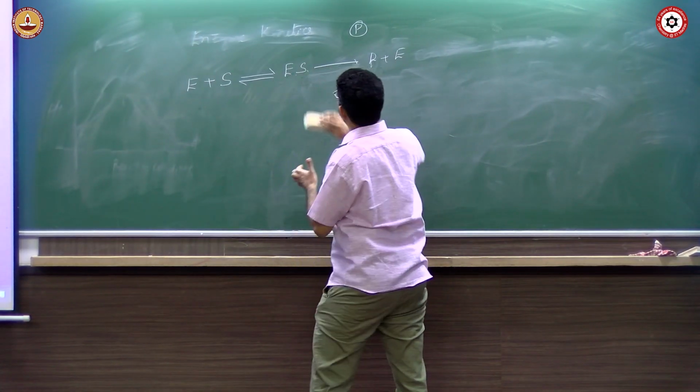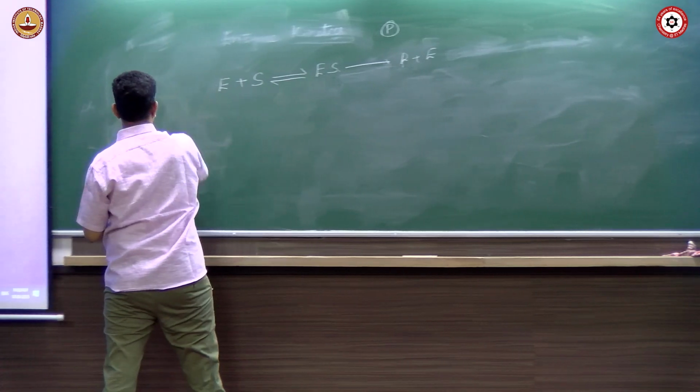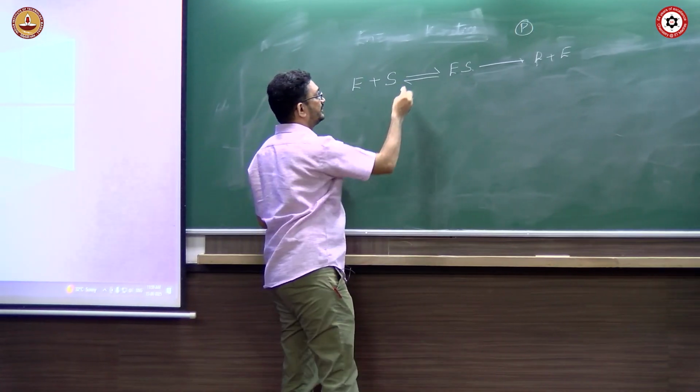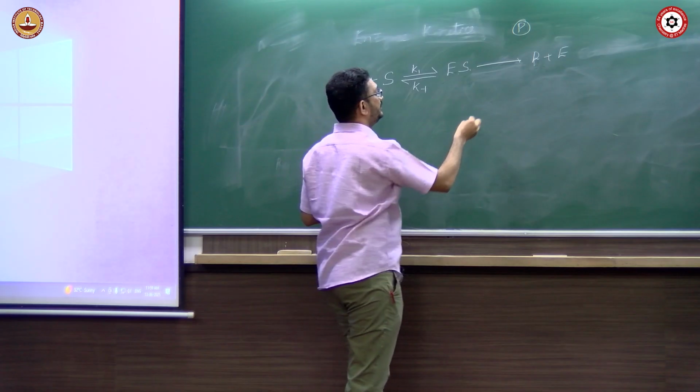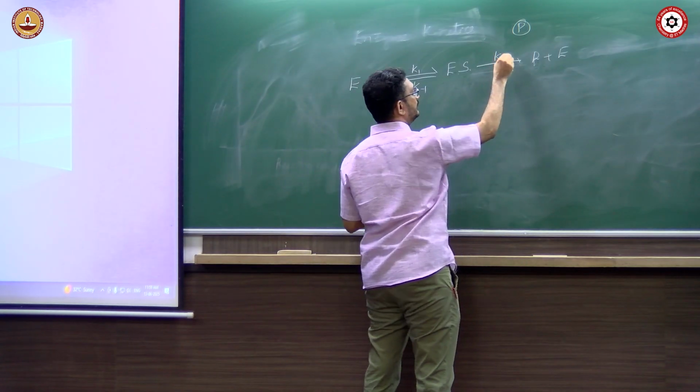So this is your reaction, E plus S gives ES. Now I am just writing the rate constants for this. Let us assume that this is K1, the backward is K minus 1, and this is K2.